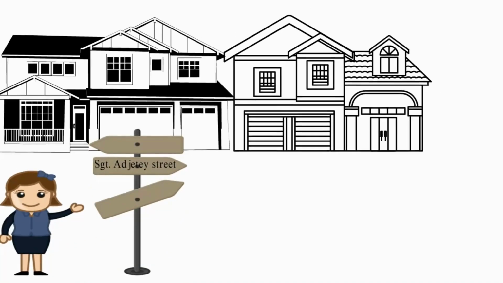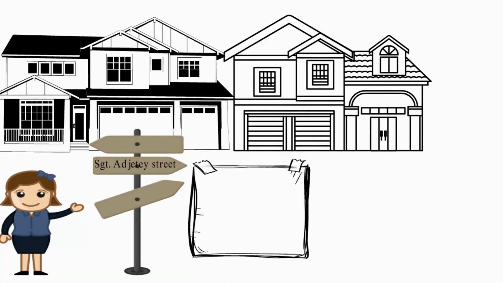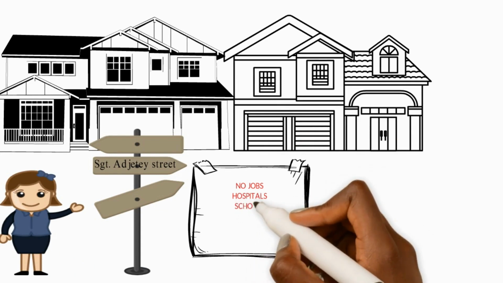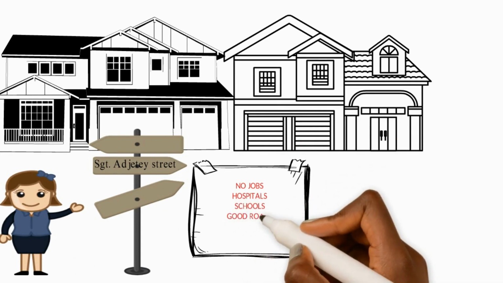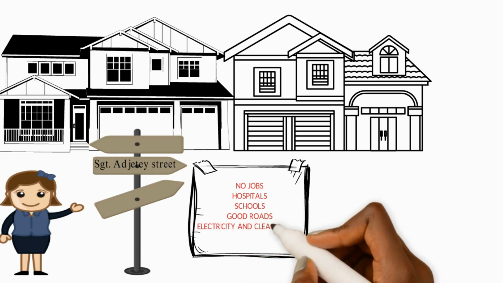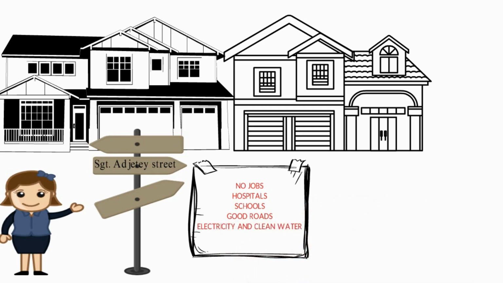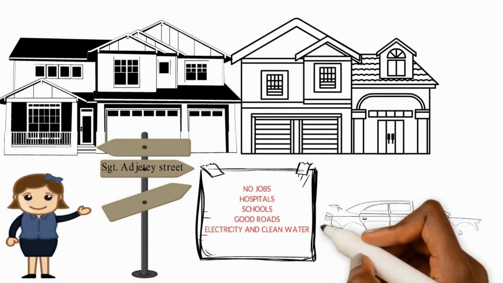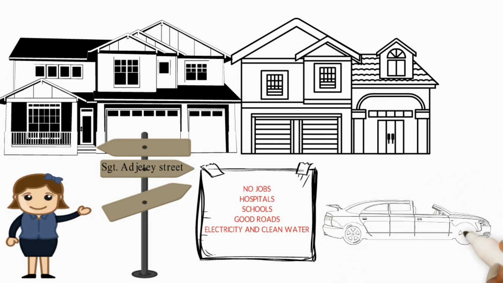There are no jobs after school. There are no social amenities. There are no jobs, hospitals, schools, good roads, electricity, and clean water. The officials of the district assembly embezzle funds meant to develop the community. They live lavishly in mansions and own a lot of cars. Some of them did not have all that wealth prior to becoming members of the assembly.